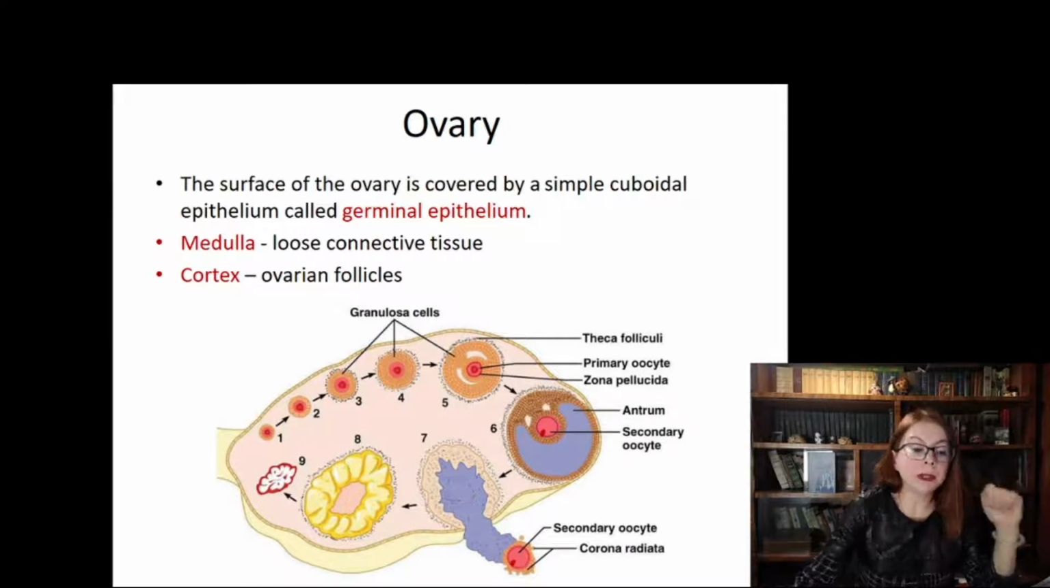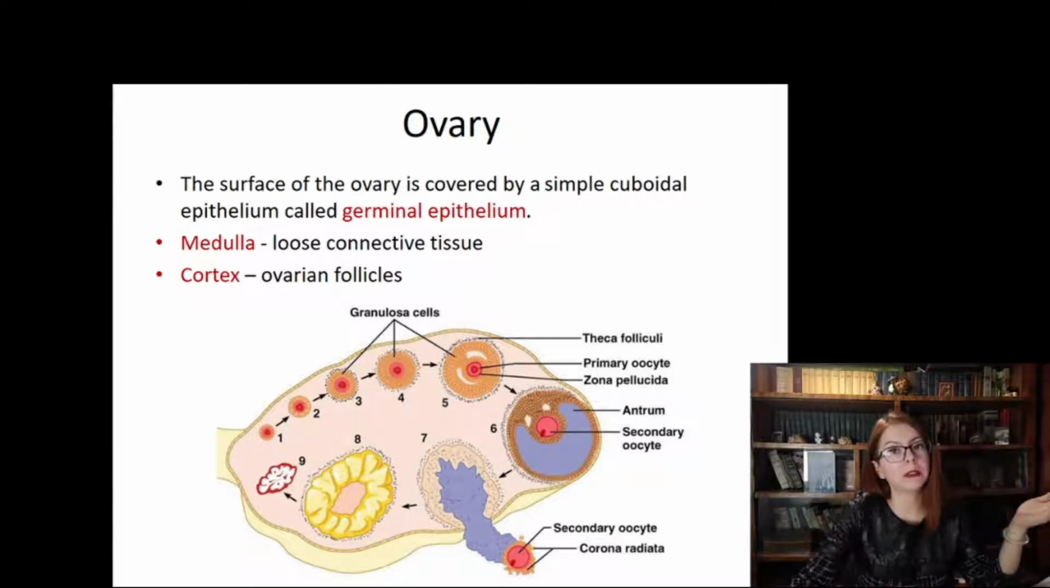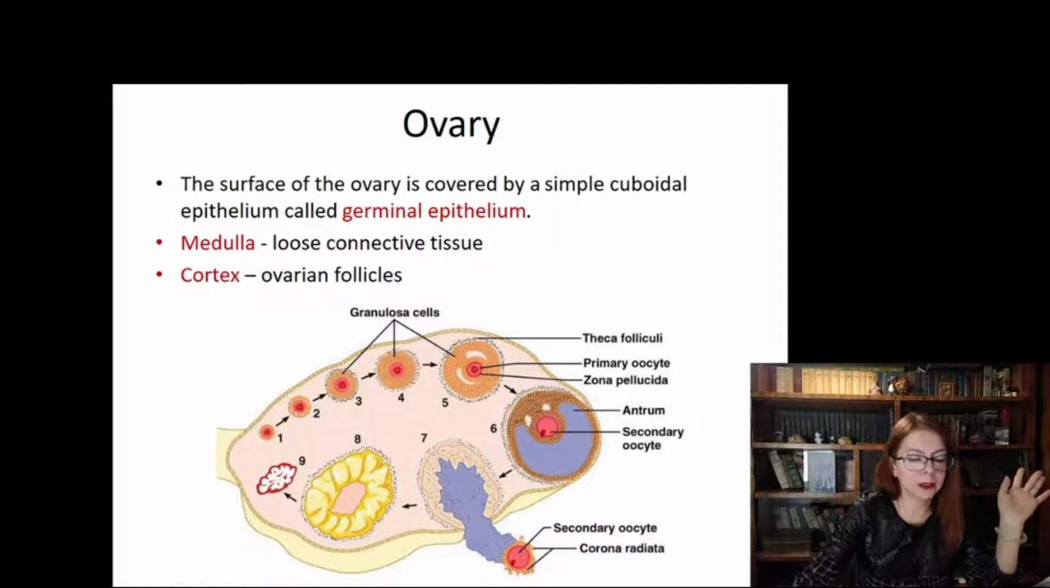In the ovaries, the surface is covered with a simple cuboidal epithelium, which is called germinal epithelium. It was called so because it was thought that it gives rise to oogonia, to the germ cells. But nowadays we understand that really the yolk sac is the source of primordial germ cells, but the name was preserved. But keep in mind that it doesn't give rise to germinal cells. Germinal epithelium is well known because it gives rise to ovarian cancer.